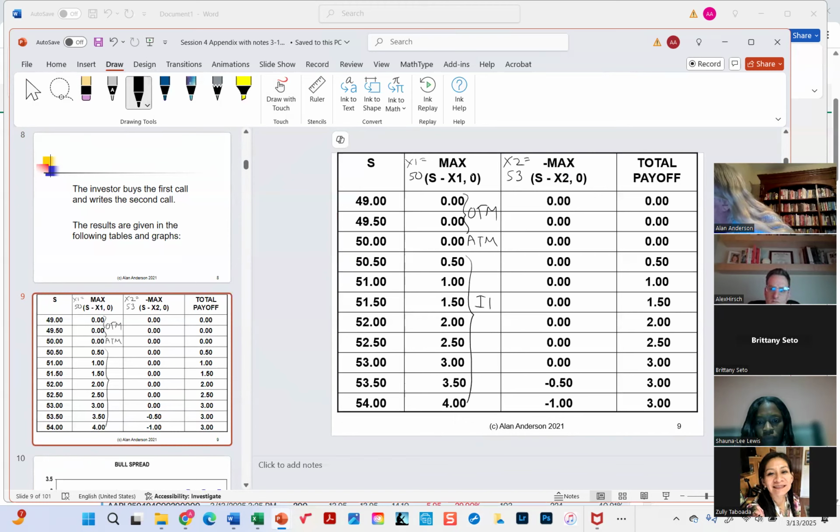And down here we have in the money. Since the strike is 50, you can see why the payoffs are 50 cents, $1, all the way up to $4. But at the same time, we sold this second one with a strike of 53, so it takes a while before we are in the money. So here we're at the money, in the money, and out of the money.